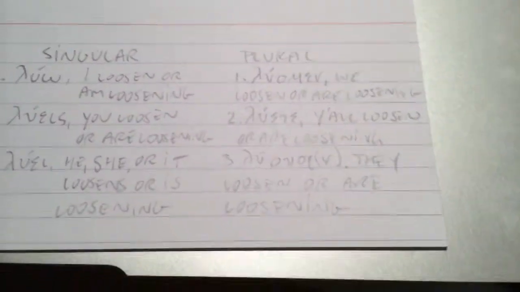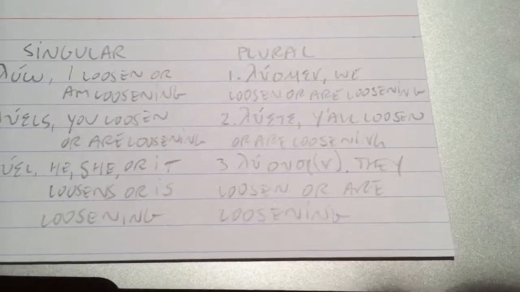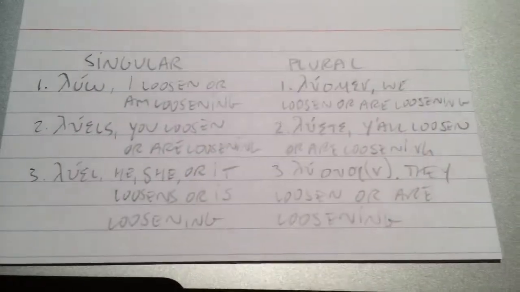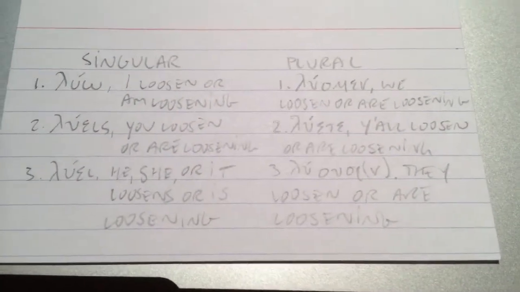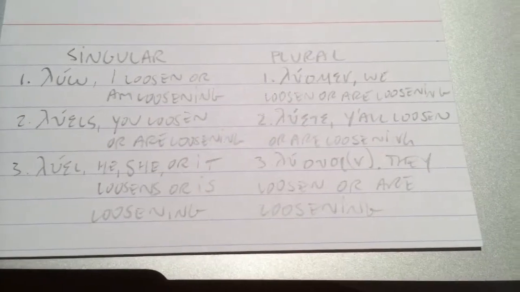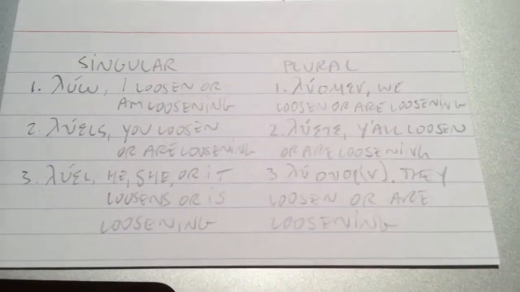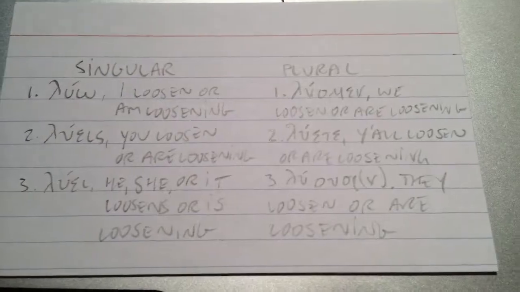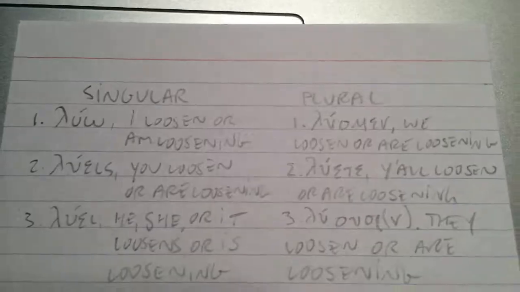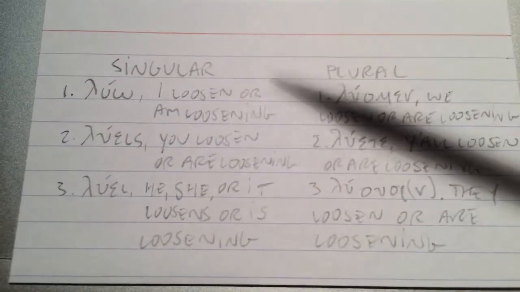The present active indicative of luo is given here on this flashcard. Luo is going to be used as an example throughout the book because it's short and it is entirely regular in its conjugation. So here in the first part we have our singular column.